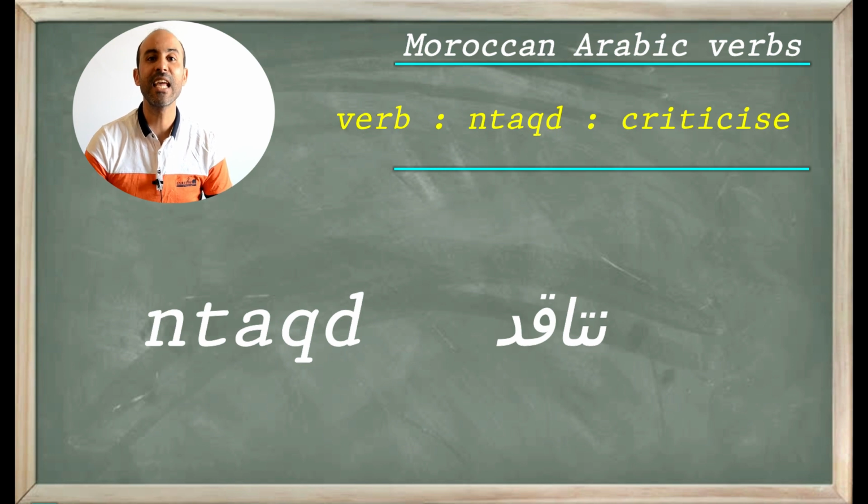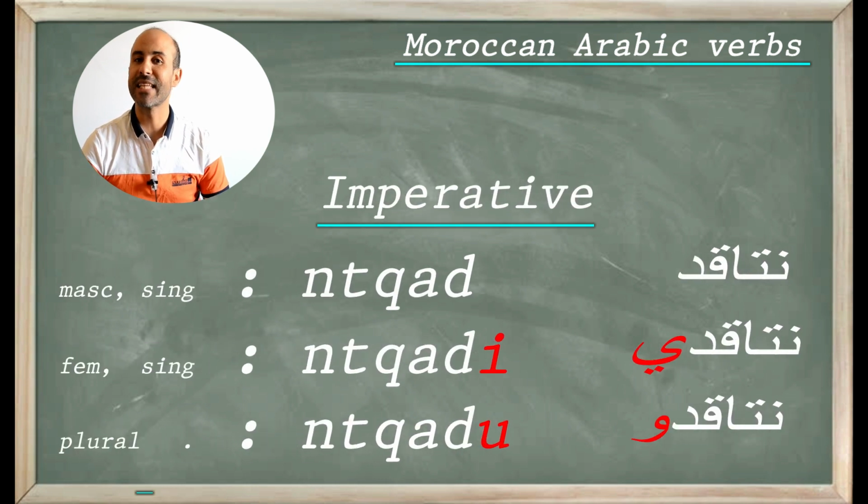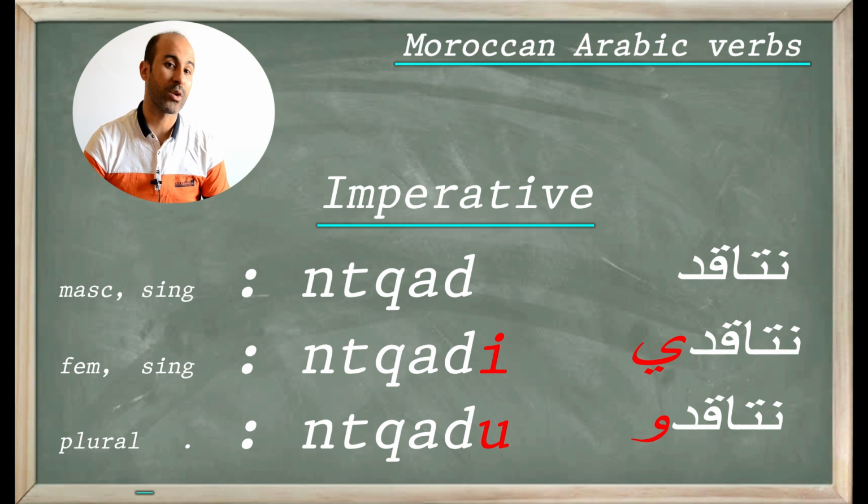انتقد. انتقد is to criticize someone. انتقد. So if you are talking to a woman, it's انتقدي. If you are talking to a man, it's انتقد. If you are talking to a group of people, it's انتقدوا.